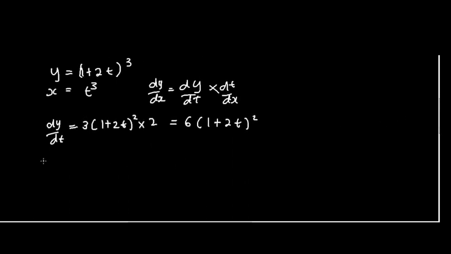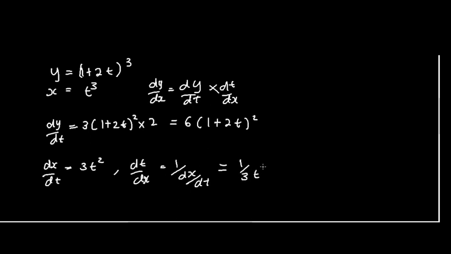And then what is dx/dt? dx/dt is simply equal to 3t squared. If you don't know how we came to this, you can watch my previous video about the chain rule. This is our dx/dt, but remember that we want dt/dx. So dt/dx is 1 over dx/dt, or you take the reciprocal of dx/dt, and then we shall have this being equal to 1 over 3t squared.